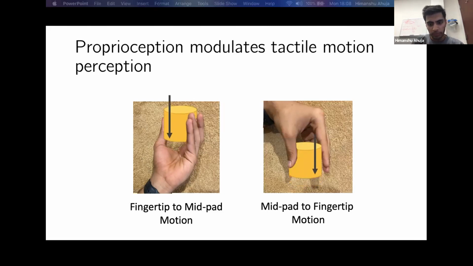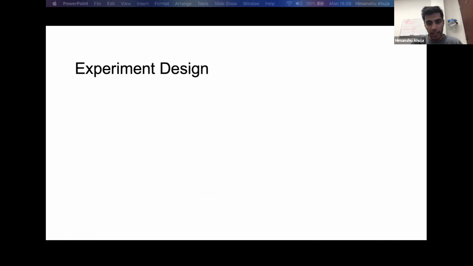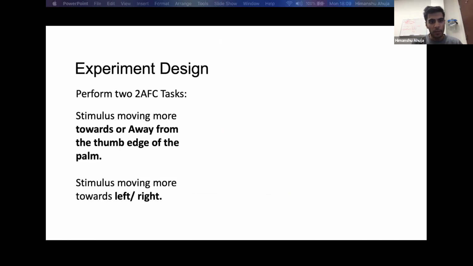And this is the basic question that we want to answer through our experiment: there's a coordinate transformation happening, such that the same motion on the hand is represented differently just because there's another added component called proprioception. So to study this, we had the following experiment design.